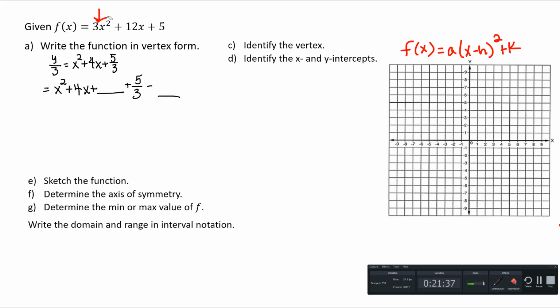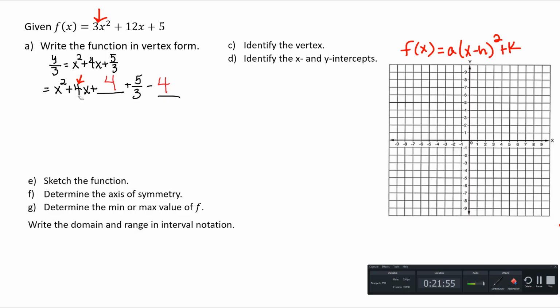We add half the x coefficient squared. The x coefficient is the 4 right here. And we want to take half of that and square it. So half of 4 is 2. Square it, and you get 4. We're going to add 4 and subtract 4.